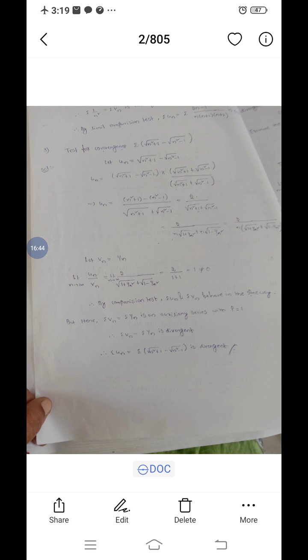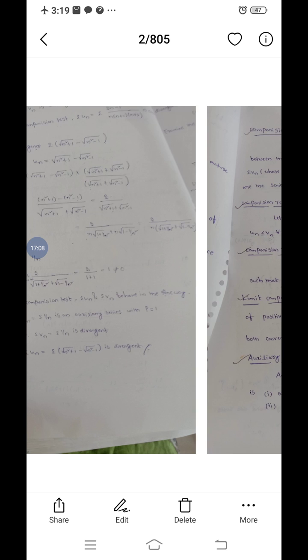So let us calculate un by Vn. What you will get here is 2 by square root of 1 plus 1 by n square plus square root of 1 minus 1 by n square. If you substitute the limit as n tends to infinity, you will get the value as 1. So here clearly limit n tends to infinity un by Vn is equal to some L, that is 1, which is not equal to 0.